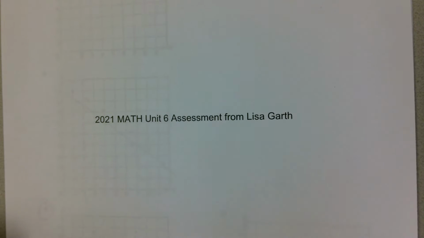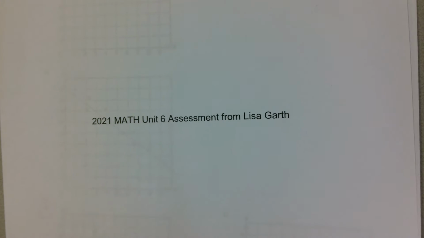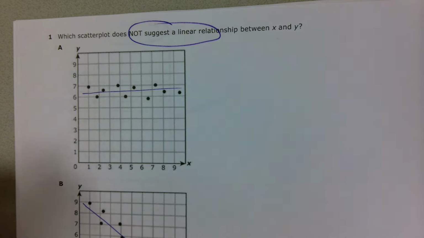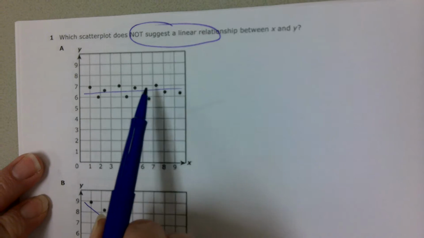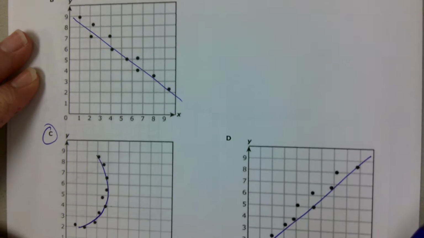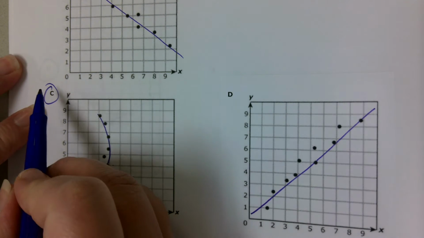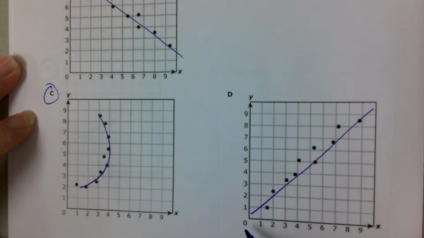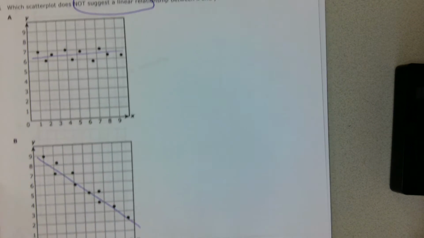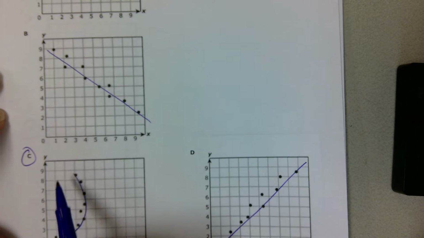All right, we're going to go over the Unit 6 assessment. So the first question asked, which scatter plot does not suggest a linear relationship? So we're looking for a trend line to not be a straight line. So right here we have a straight line of data. Here I have a curve that's not linear, and my last one is linear as well, follows a line. So the correct answer for a nonlinear relationship would be C with the curve there.